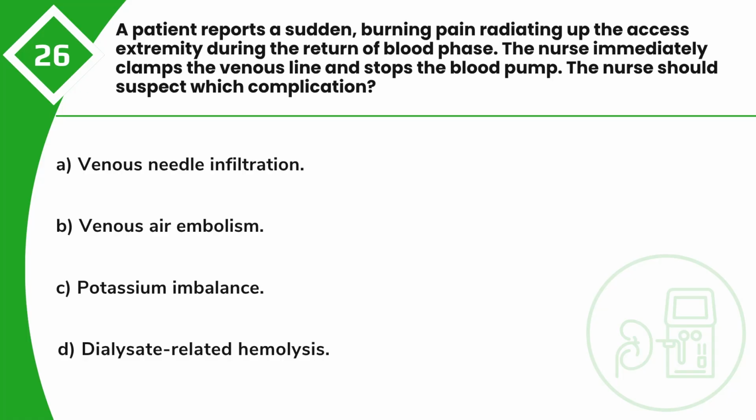Question 26. A patient reports a sudden, burning pain radiating up the access extremity during the return of blood phase. The nurse immediately clamps the venous line and stops the blood pump. The nurse should suspect which complication? A. Venous needle infiltration. B. Venous air embolism. C. Potassium imbalance. D. Dialysate-related hemolysis.